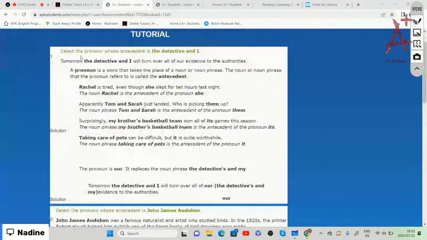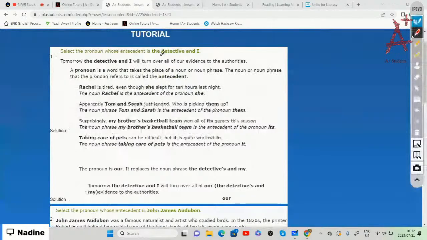All right. So now we need to select a pronoun whose antecedent is the detective and I. Tomorrow, the detective and I will turn over all of our evidence to the authorities.